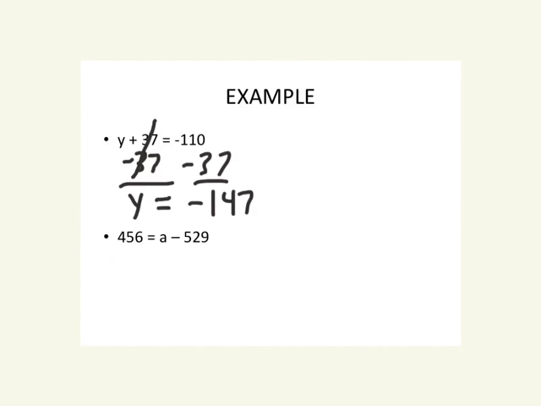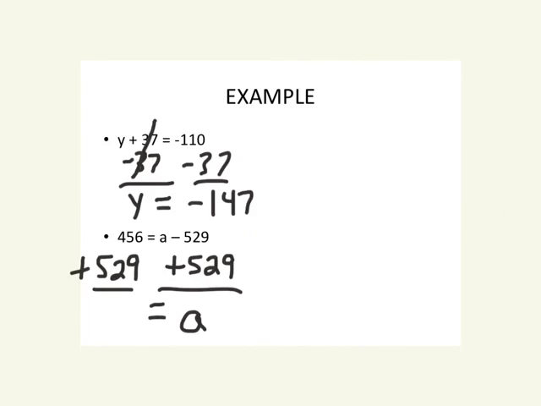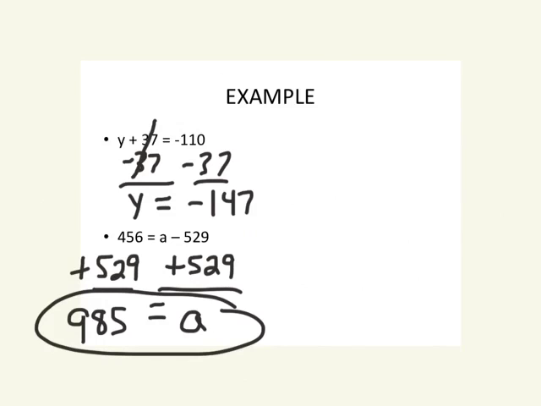Then on the second one, example number 4 of our teaching video here, I want to get a by itself. So to get a by itself, I have to get rid of 529. 529 is being subtracted, so I add it to both sides. And then that gives me my solution of a equals 985. All right, Titans, hopefully that helps you better understand how to solve one-step equations.